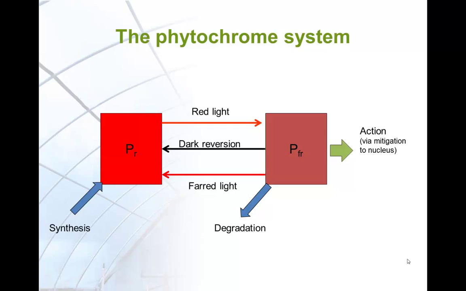So this is another diagram showing the phytochrome system. This is a red absorbing form that absorbs red light and turns into the far red absorbing form. And the far red absorbing form absorbs far red light and then changes the form back to the red absorbing form. The far red absorbing form also degrades in darkness, and this form is very active in the plant system.